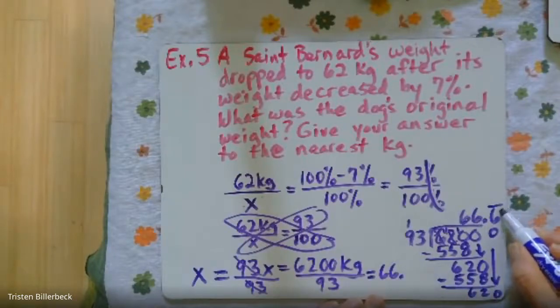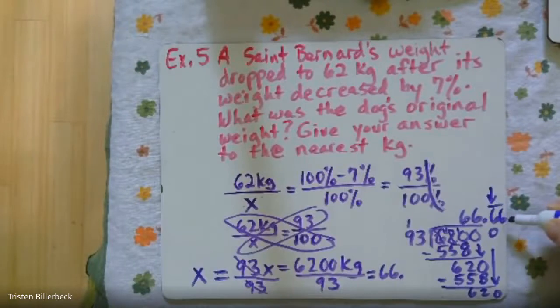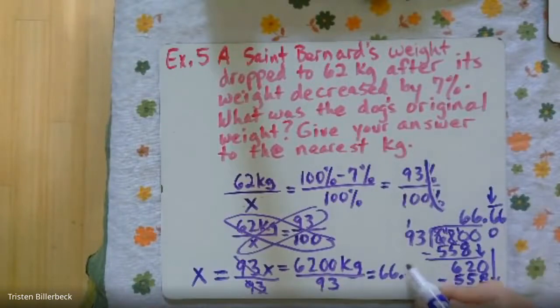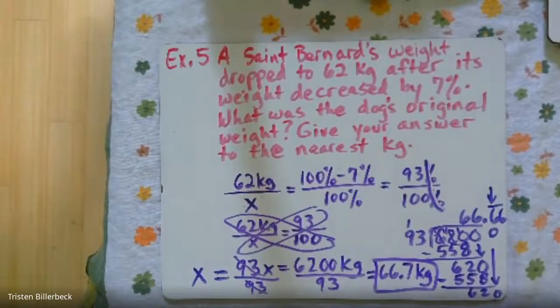If it's 66, this one here is what we're rounding, and this is 5 or more, raise the score, 4 or less, let it rest. So 6 is greater than 5, so the 6 goes up. So we have the St. Bernard originally was 66.7 kilograms.